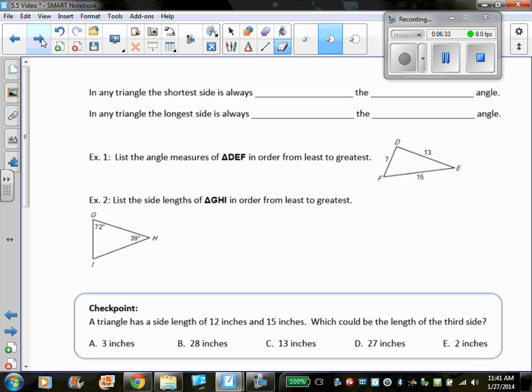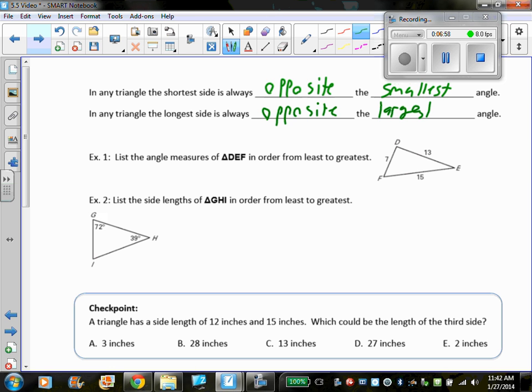In any triangle, the shortest side, this is our next idea. In any triangle, the shortest side is always opposite the smallest angle, and in any triangle, the longest side is always opposite the largest angle. So, list the angles of DEF in order from least to greatest.